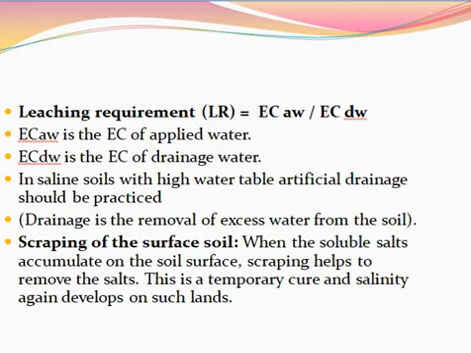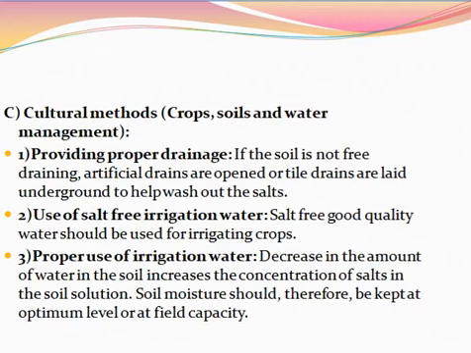Then what are the different cultural methods used for management of saline soil? In this, we include providing proper drainage. We have to open drainage channels at certain intervals to lead down certain soluble salts below the root zone. Use of salt-free irrigation water: salt-free, good quality water should be used for irrigating crops. We should not recommend use of canal irrigation because canal water contains salts which are dissolved around the seepage areas, so it is very salty water.